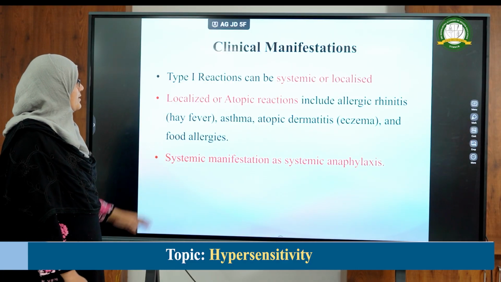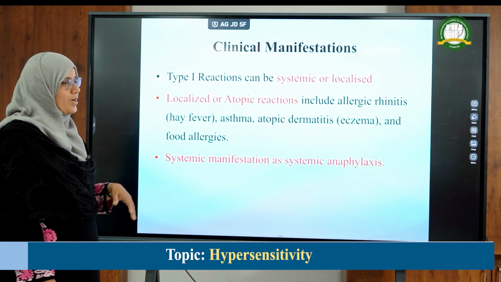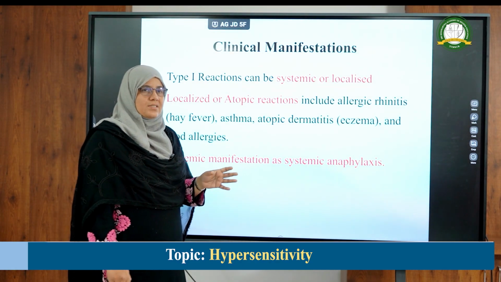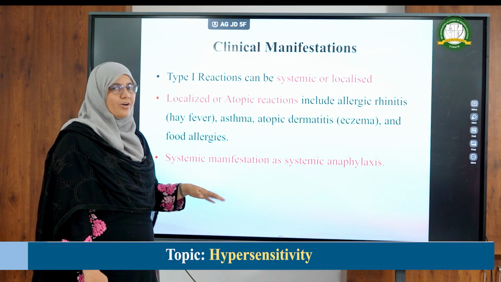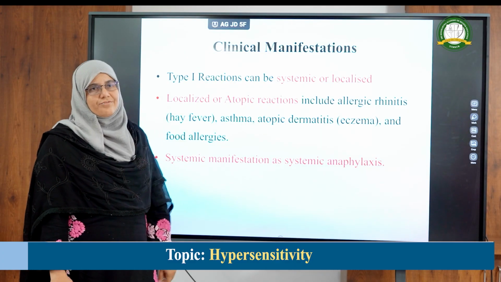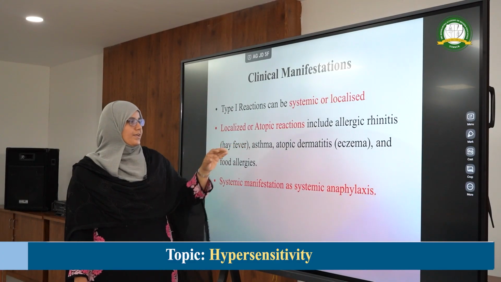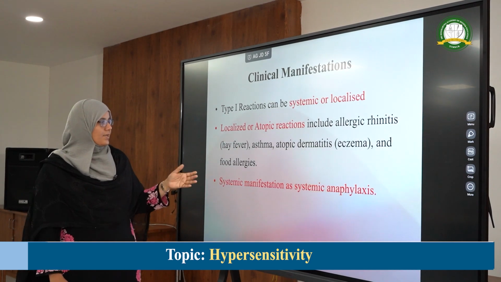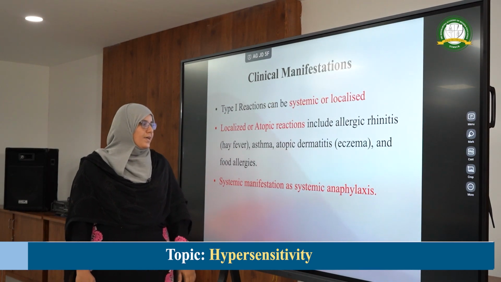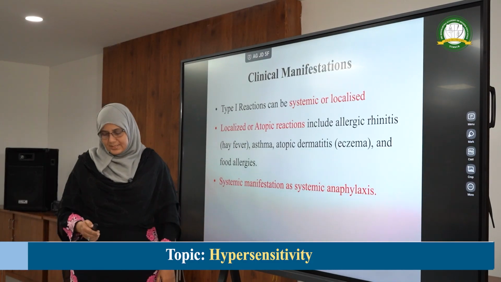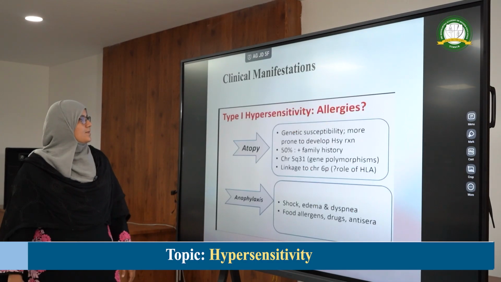Type 1 reactions can be systemic or localized. So whatever has happened, we have seen here. The presentation can be just localized, limited to one organ, or a systemic manifestation as anaphylaxis can be seen. Localized or atopic reactions include allergic rhinitis, some of the examples here, asthma, atopic dermatitis, eczema and some food allergies. Systemic manifestations we can see as systemic anaphylaxis.